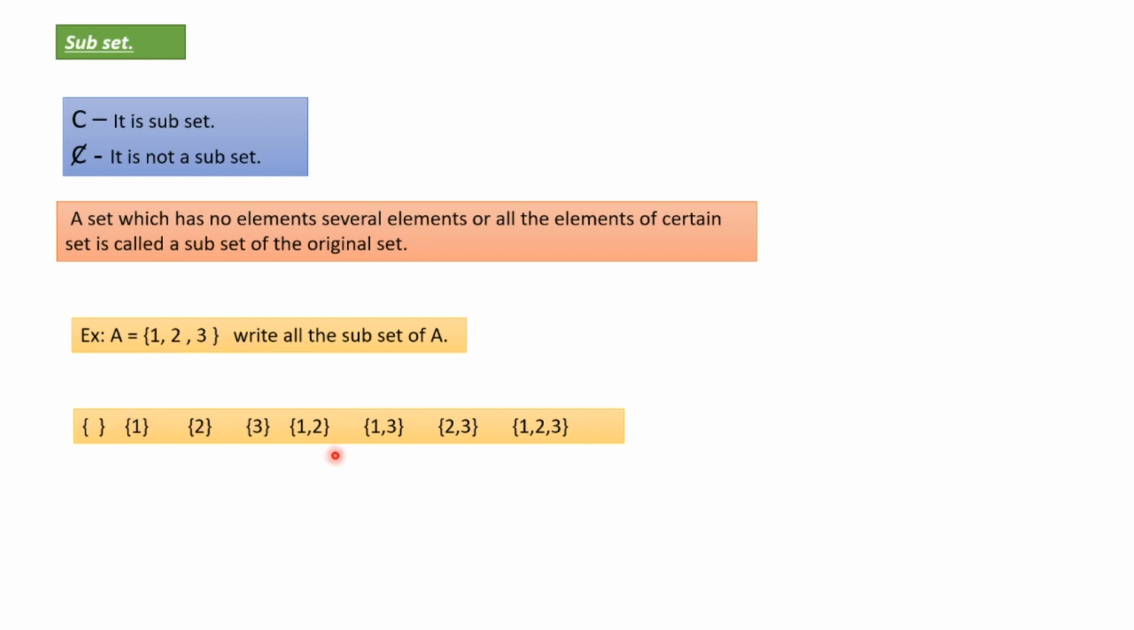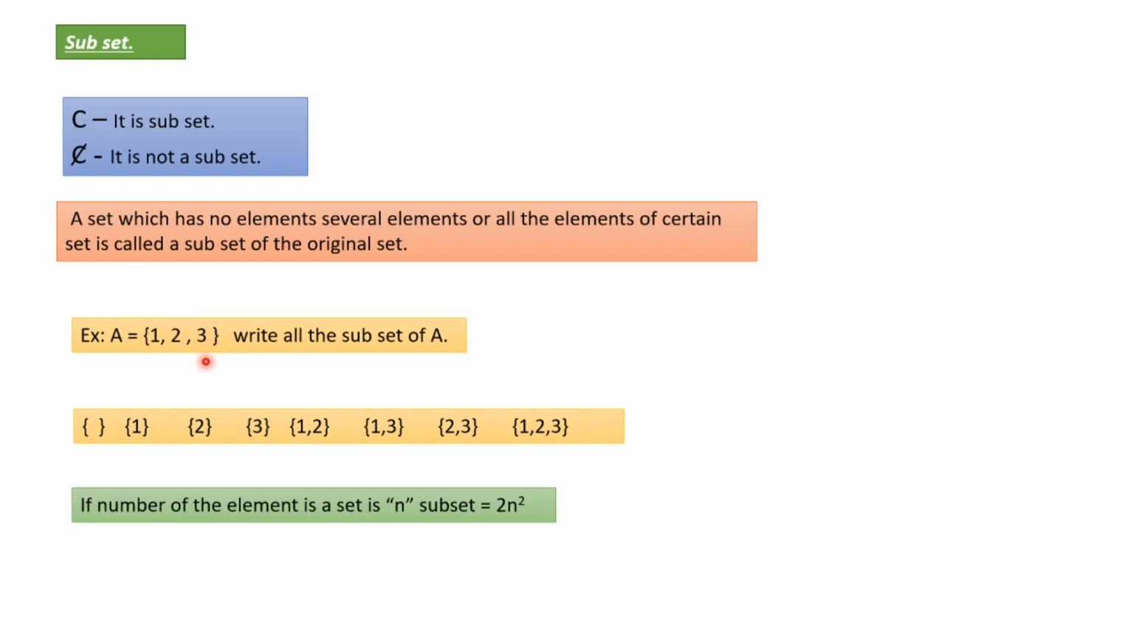So how many subsets are there? There are 8 subsets. If you know the number of the elements in the given set, you can directly identify how many subsets are there. You can find it by using 2 to the power n. It should be n, not n squared. That equation is incorrect. You will write 2 to the power n. 2 to the power n.